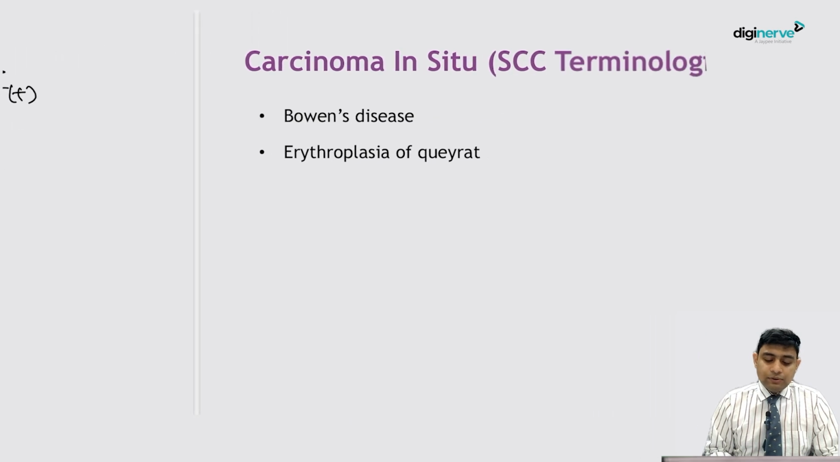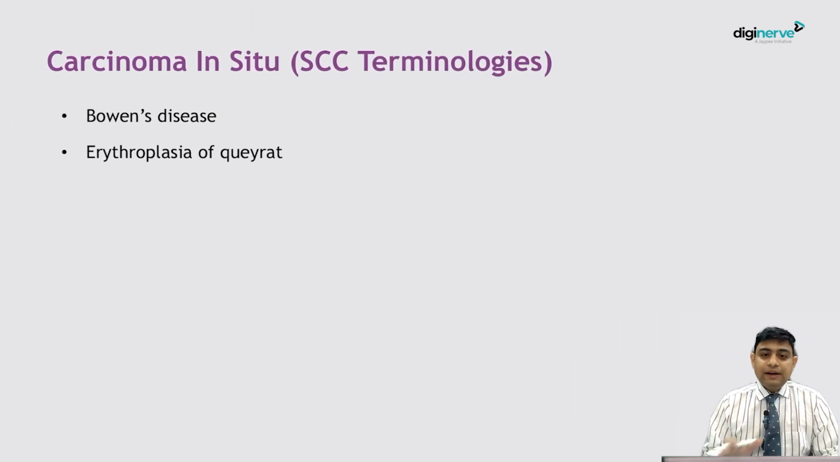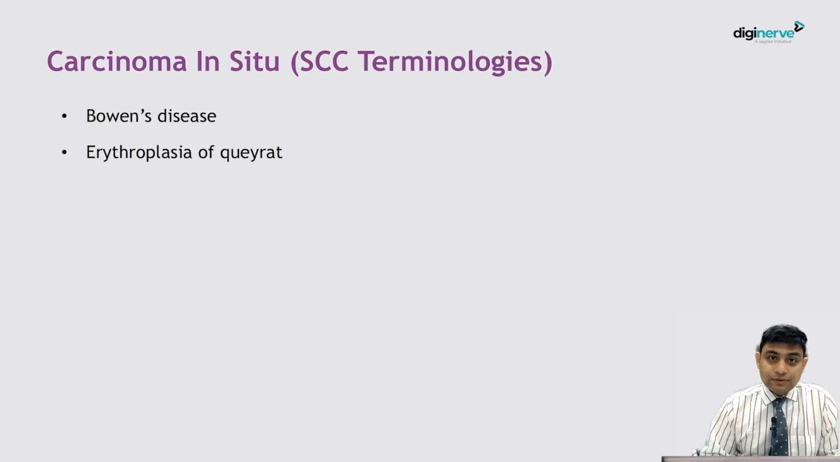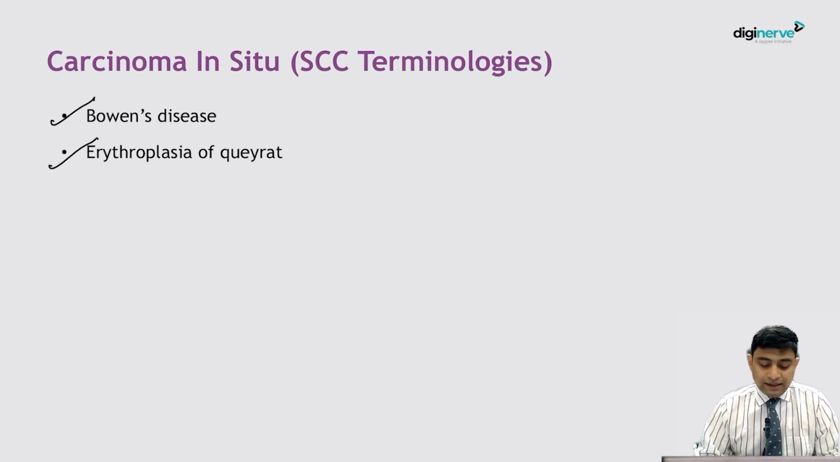Okay, now when we go to carcinoma in situ, from actinic keratosis, which was dysplastic, we go to carcinoma in situ, which means it is a malignancy but it has not crossed the basement membrane. Now terminologies like in carcinoma penis, you have something called Bowen's disease and you have something called erythroplasia of Queyrat. Okay, these are reddish colored lesions that appear on the glans and the shaft of the penis.